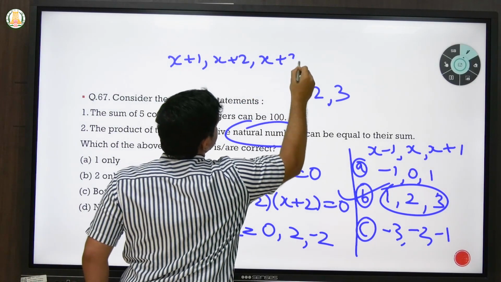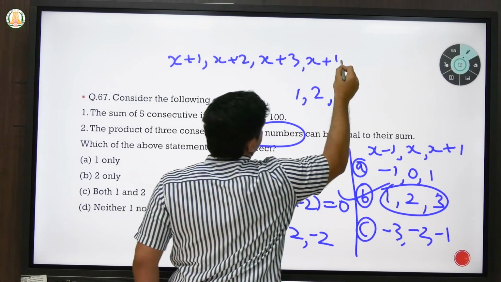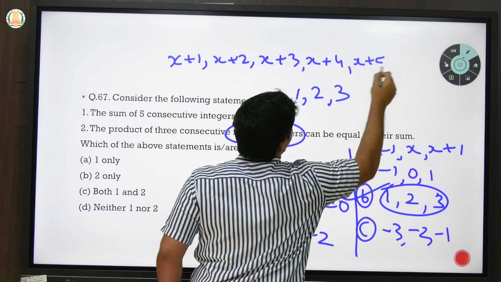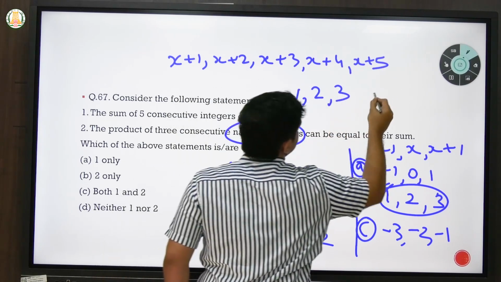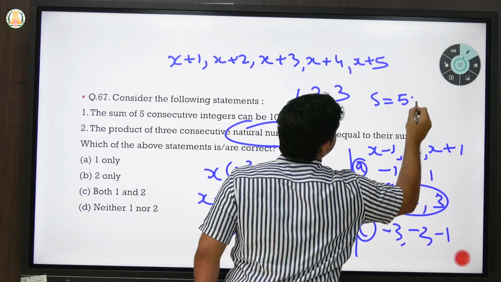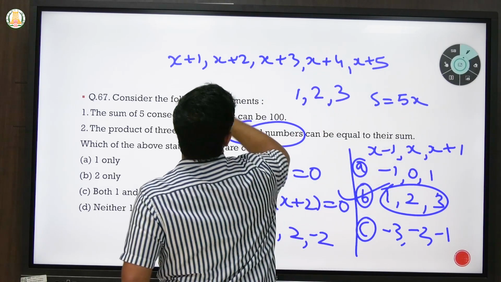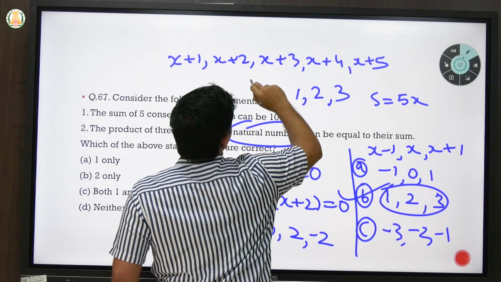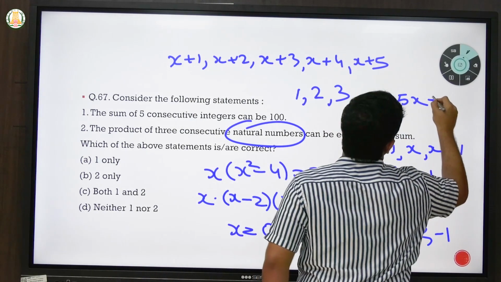If you want, here you can assume this also: x plus 1, x plus 2, x plus 3, x plus 4 and x plus 5. Now what will this become? If you add, the sum will be 5x plus 5 plus 4 plus 3 plus 2 plus 1. How much will that be? 6, 6, 6, 12, 15.